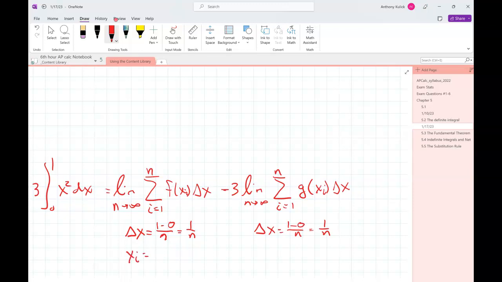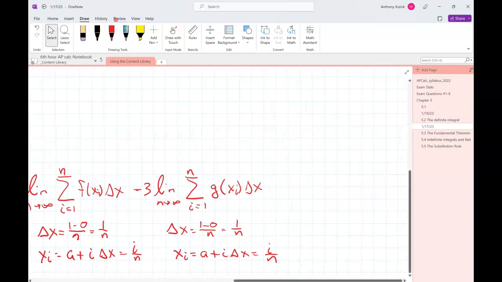And create an equation for x_i, and that'll be the same, again, because our delta x is the same and our bounds for integration are the same. Feel okay so far, Sophia? Yeah. Okay. So let's go ahead and plug all this stuff in now.